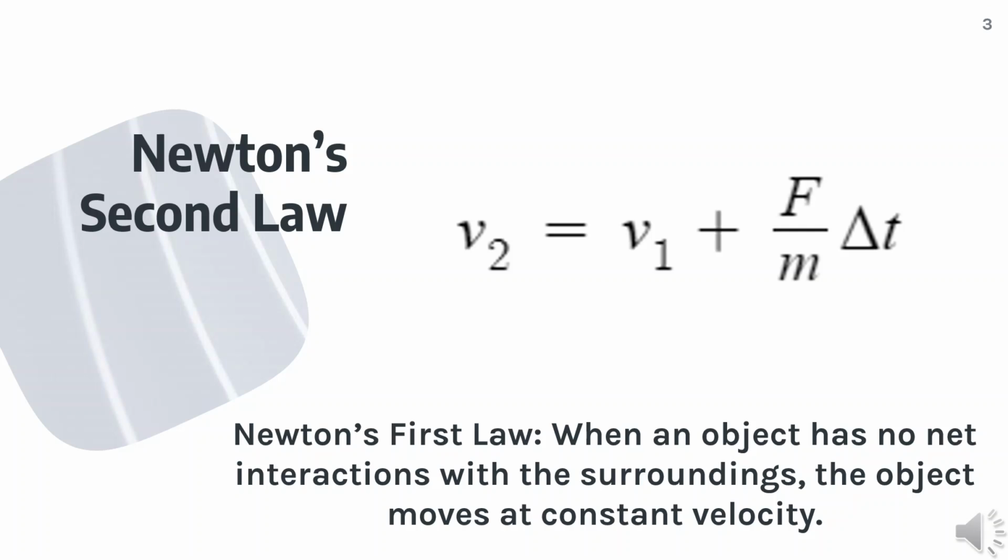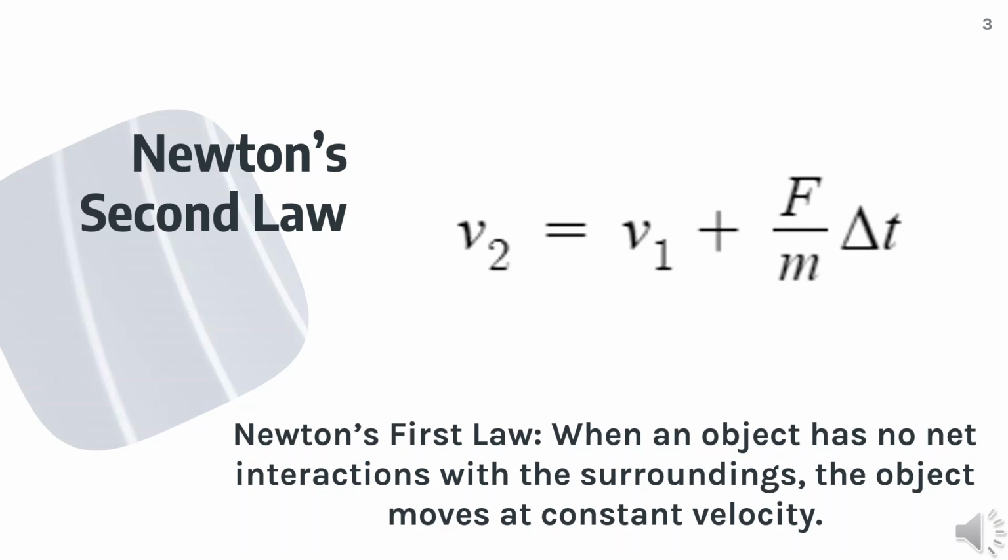The form of Newton's second law applicable to this lab is written here. Final velocity equals initial velocity plus the net force divided by the mass of the object multiplied by the change in time. In this case of constant velocity, aka no change, the net force also equals 0. In this special case, Newton's second law is the same as Newton's first law, which states that when an object has no net interactions with the surroundings, the object moves at constant velocity.